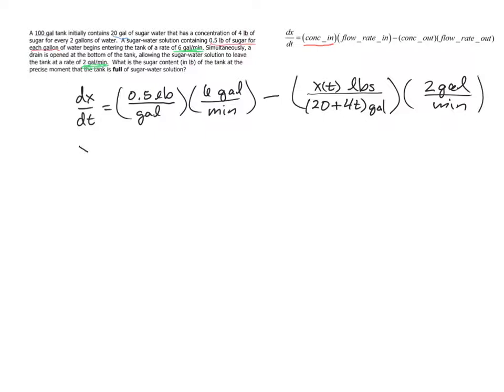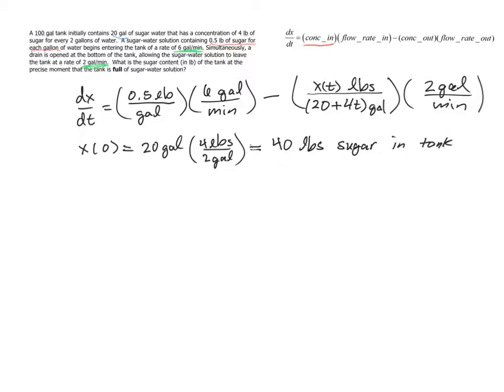The next thing to do is represent the initial condition. And they tell us that we have 20 gallons of sugar water, and then that's times 4 pounds per 2 gallons. So that's going to multiply to make just pounds, and that's going to be 40 pounds of sugar in the tank at the start. So we've got our differential equation and our initial condition.